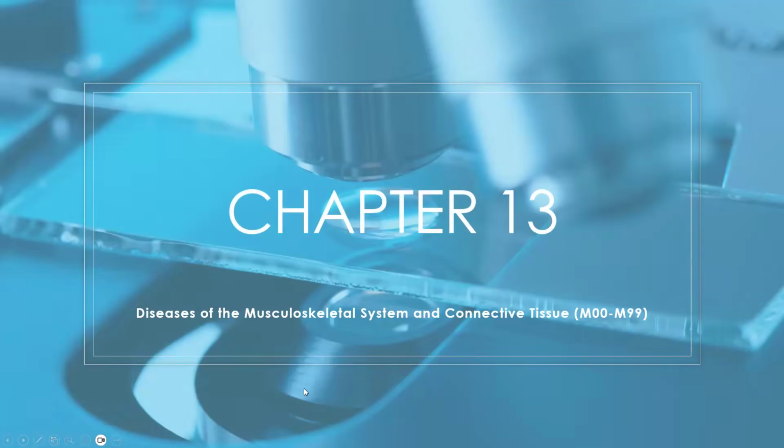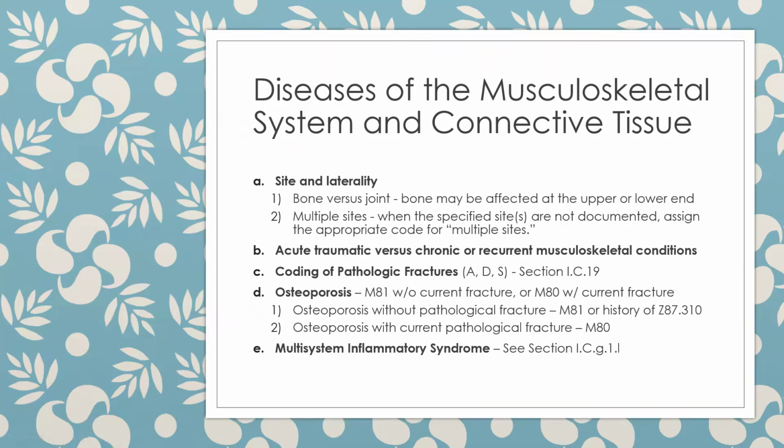The first chapter that we are covering today is Chapter 13, Diseases of the Musculoskeletal System and Connective Tissue, codes M00 through M99. First up, we have site and laterality. Most of the codes within Chapter 13 have site and laterality designations. The site represents the bone, joint, or muscle involved.